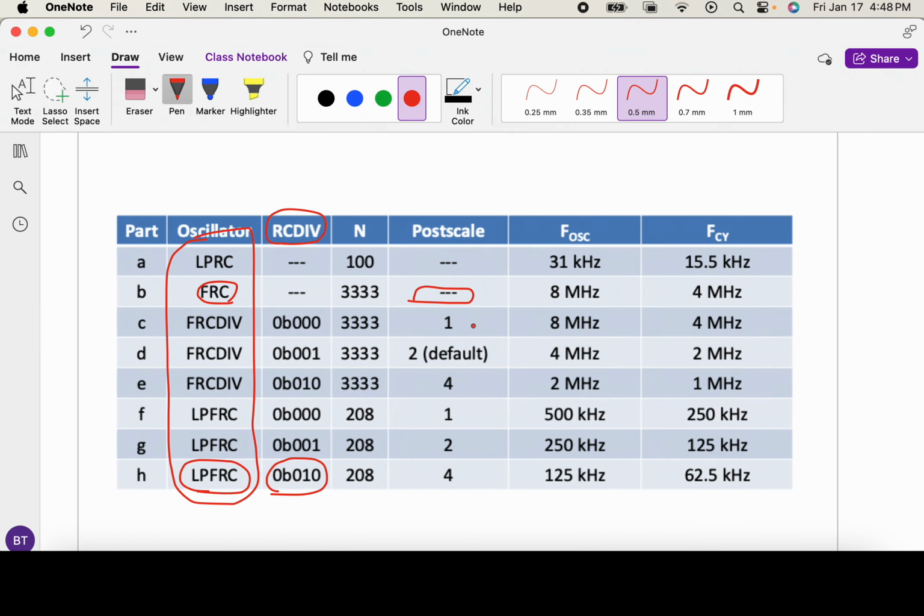Okay, so this table's handy. It tells you what to use for your RC div value given the oscillator you have chosen, and then it tells you exactly your oscillator frequency as well as your clock frequency. So this will be handy for the labs.